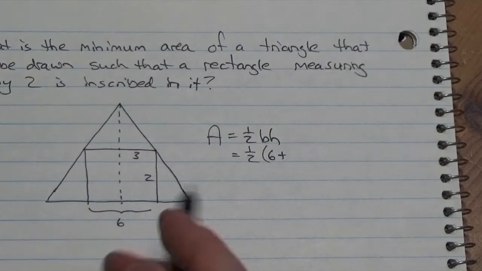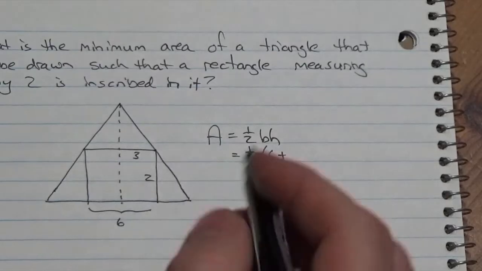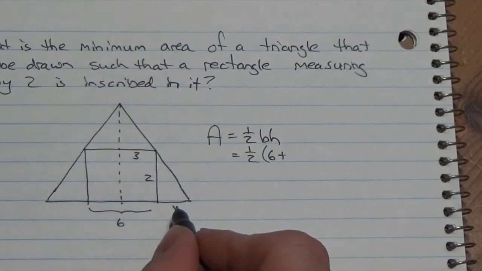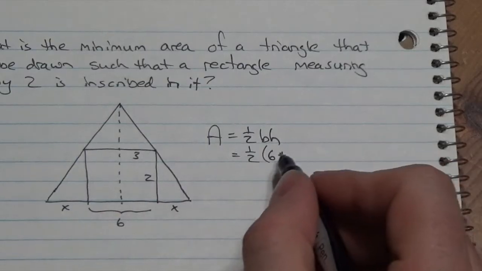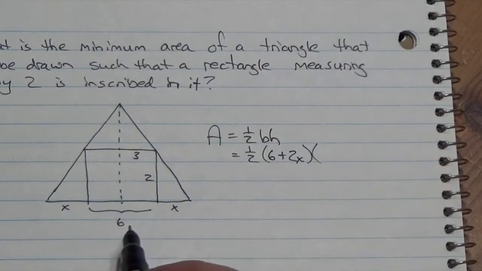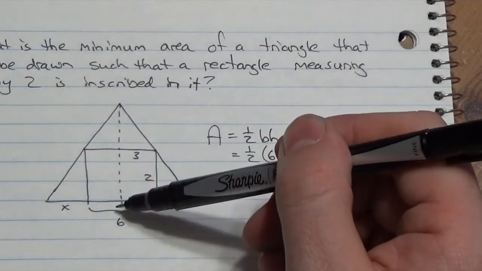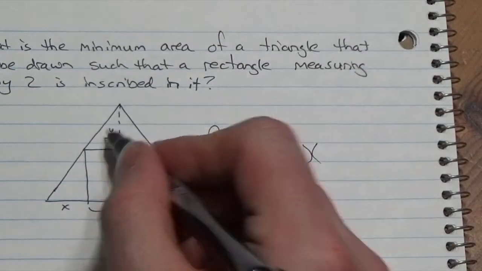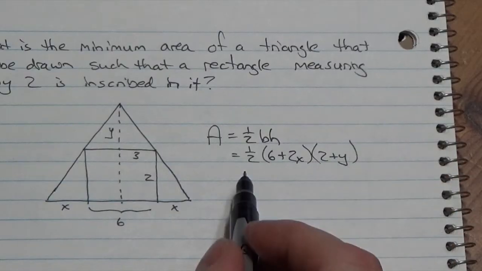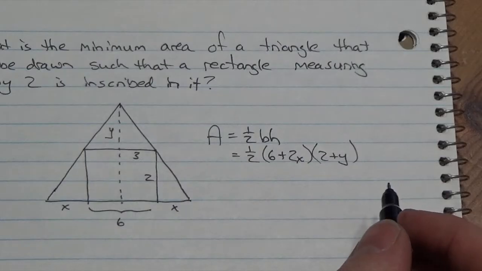Now we've drawn this to be symmetric about that middle line, and that's a bit of a choice on our part, but that's okay. So we're going to call this x, which means that this would be x over here. So the base of this triangle is going to be 6 plus 2x. Now the height will be 2 units, because this middle line right here will be 2 units, plus this additional little bit up here, so it'll be 2 plus y. So 1/2 times (6 plus 2x) multiplied by (2 plus y).